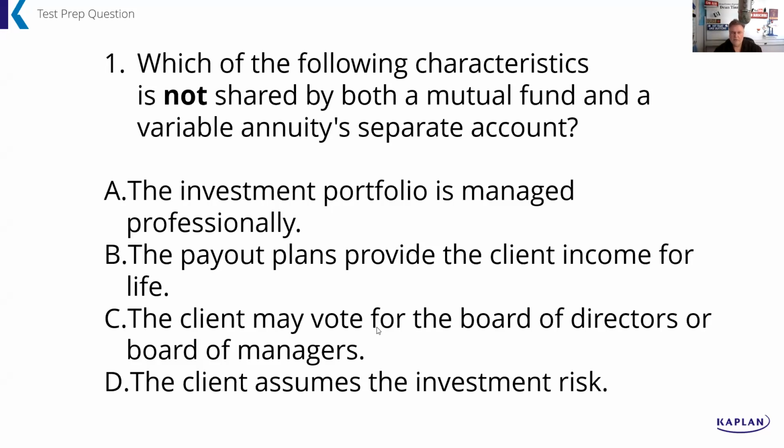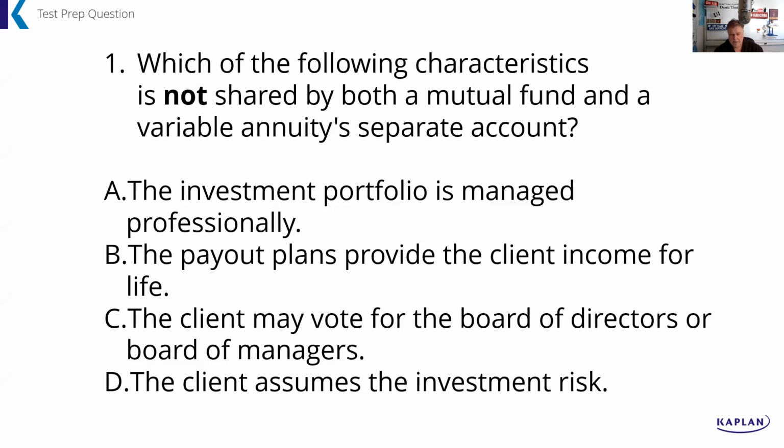All right, so which of the following characteristics is not shared by both a mutual fund and a variable annuity separate account? I think of a variable annuity as a mutual fund with an insurance wrapper, because the separate account or sub-account is a mutual fund. So the separate account and the mutual fund are both professionally managed.